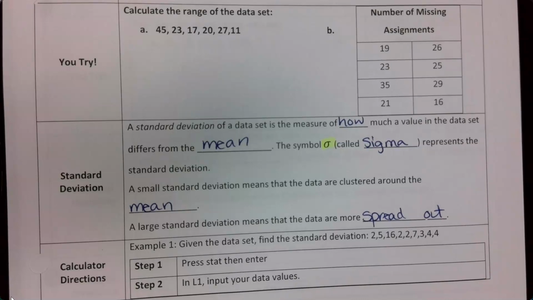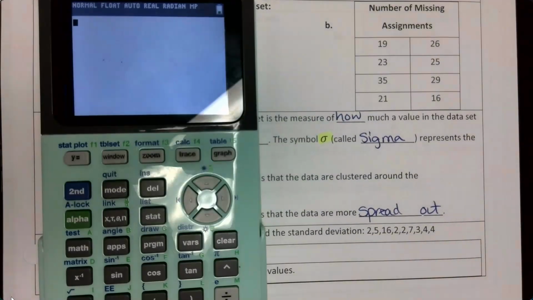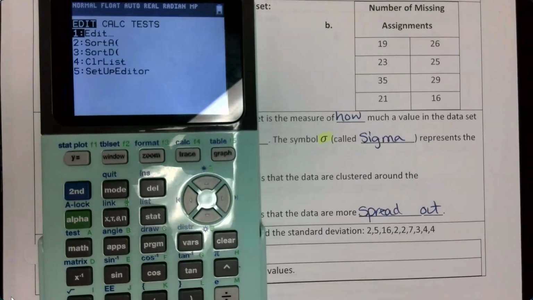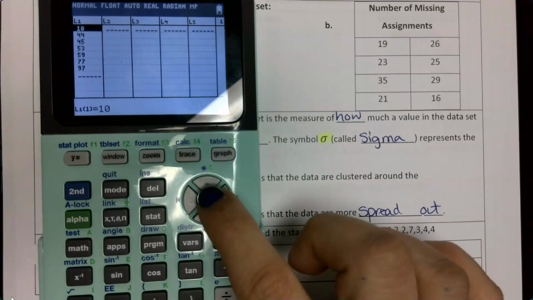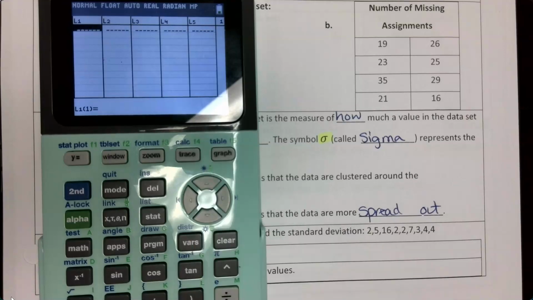So to find our standard deviation, we're going to use our calculator. What we're going to do is put this information in our calculator. So our first step is to press the stat button, which is right here next to the left arrow key. And then my first choice is to edit, so I'm going to press enter. Then if I want to clear out this list, I'm going to arrow up and press clear, and then arrow down.